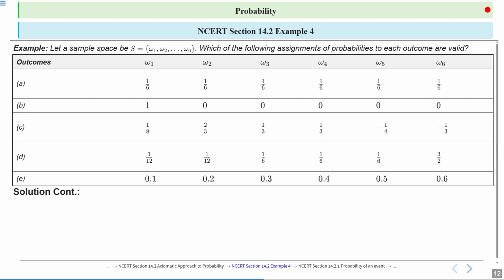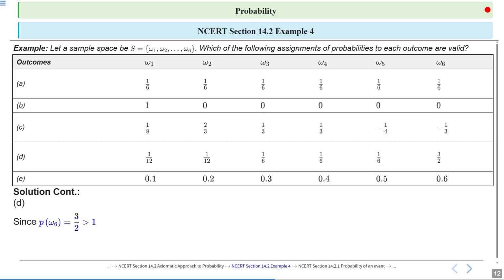Now check assignment D. Here you can see P of omega 1 is 1 by 12, P of omega 2 is also 1 by 12, and P of omega 3, P of omega 4, and P of omega 5 are equal to 1 by 6, and P of omega 6 is equal to 3 by 2. So let's check the first condition. P of omega 6 is 3 by 2, which is basically 1.5, and this number is greater than 1.